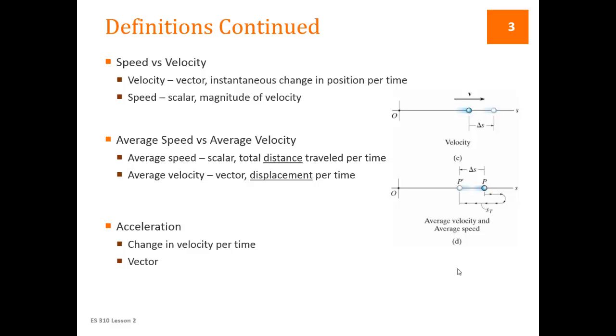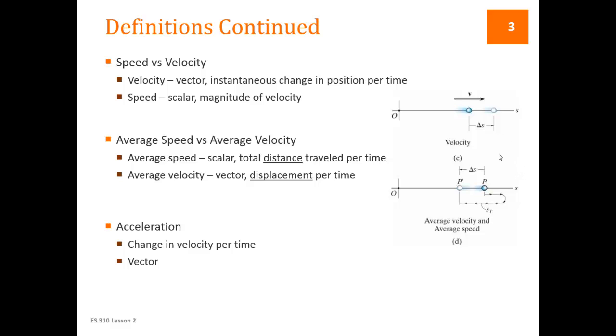The average speed and the average velocity tie back to the difference between distance and displacement. The average speed is a scalar. It's the total distance traveled in some amount of time. The average velocity is a vector, so it's the displacement per time.